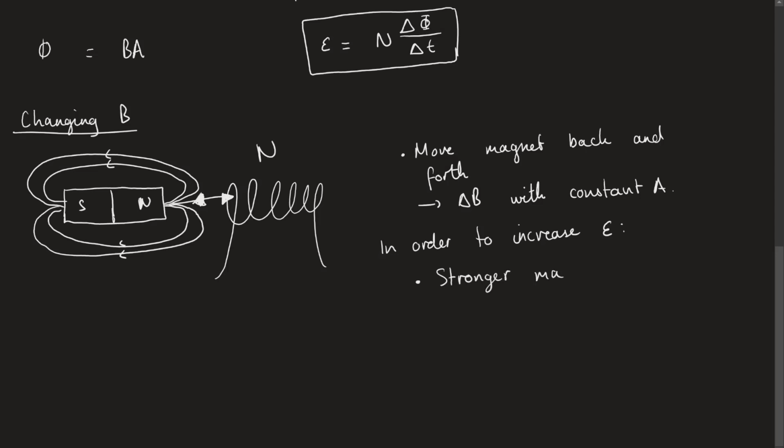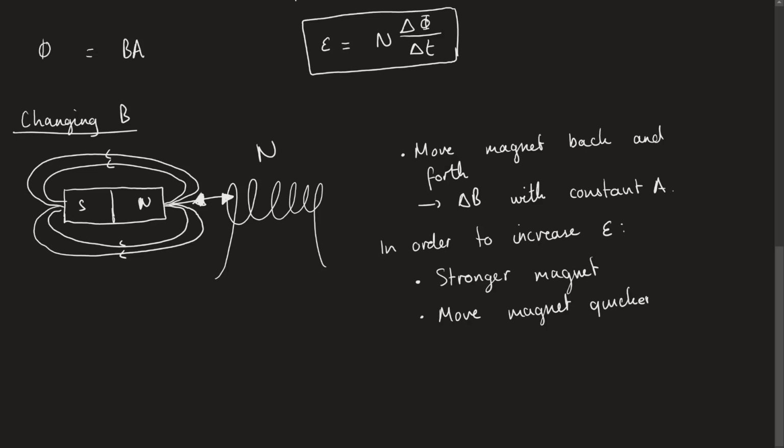So a stronger magnet. Now the second thing I can do is, this is a rate of change, right? I have this divided by delta t here. Therefore, if I do this much quicker, I have a much quicker change in the flux. I end up with a much larger value of epsilon. So I can move the magnet much quicker.